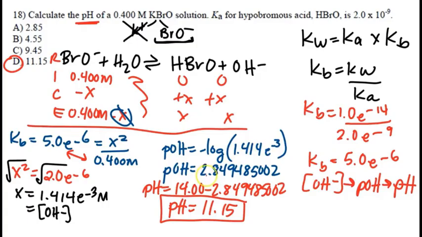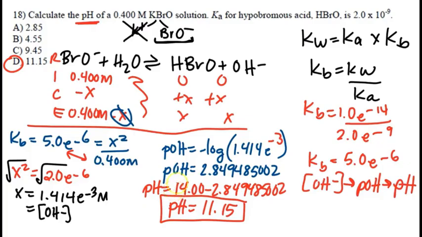And that is going to equal 2.849485002. And make sure that this is 10 to the negative 3, because for me, it's starting to look a little bit different. This is negative 3 here, all right? Now, we got our pOH value.